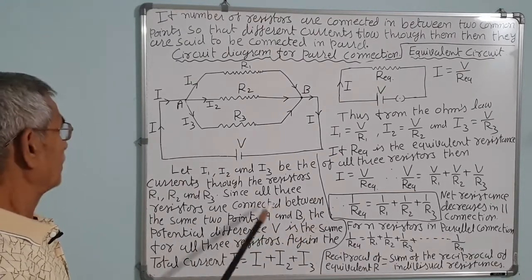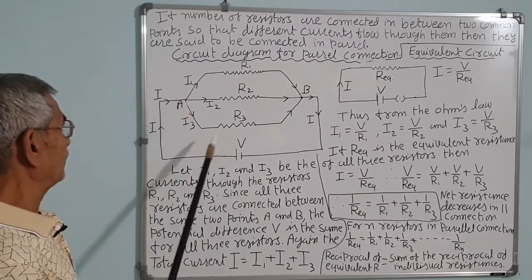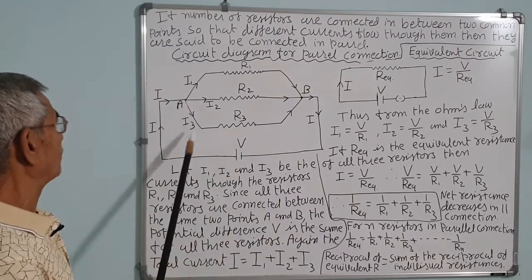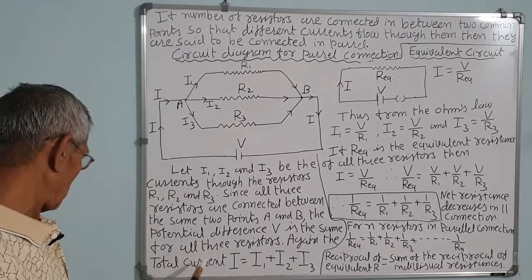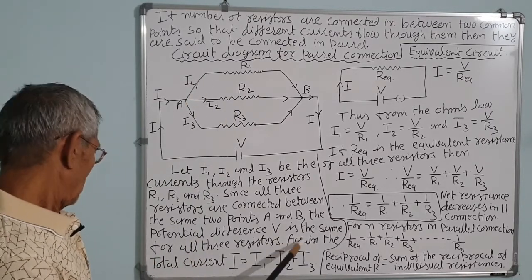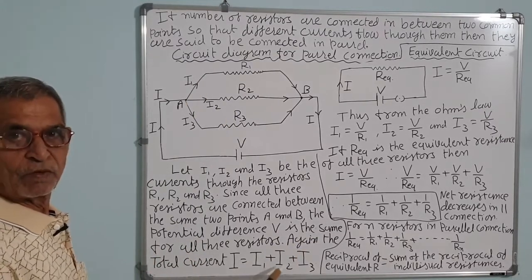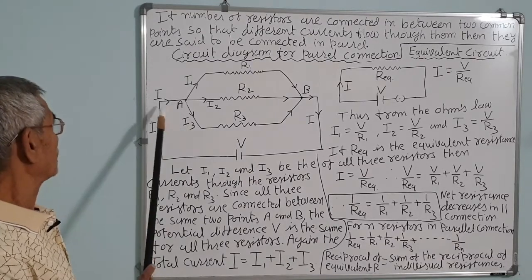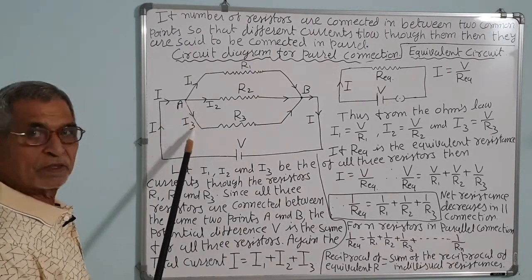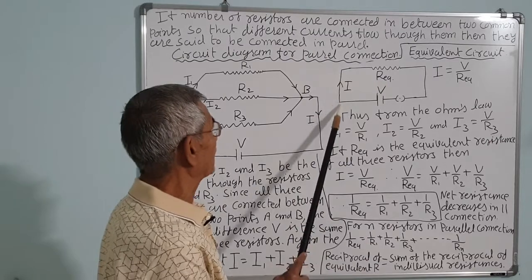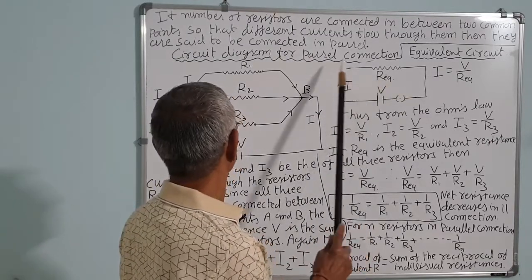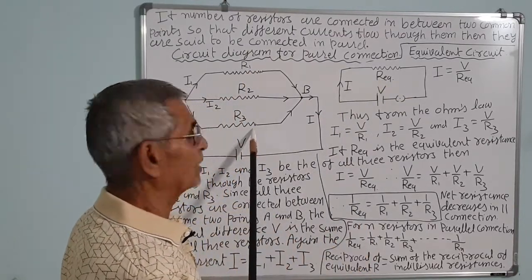For all three, the potential difference V across AB is the same for R1, R2 and R3. Again, the total current I is equal to I1 plus I2 plus I3. This is the equivalent resistance. Let R equivalent replace all three resistors connected in parallel.